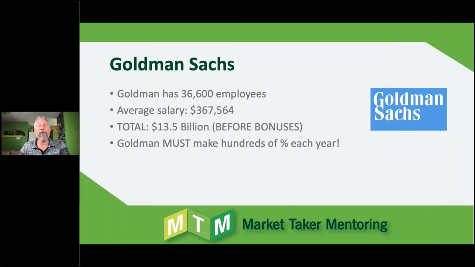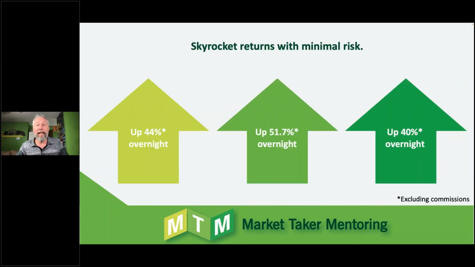Goldman has 36,600 employees. That's an average salary of $367,564. So they're paying out a total of $13.5 billion in salary, and that's before bonuses. And bonuses are the big thing for traders. In order for Goldman Sachs to pay out $13.5 billion and then those big bonuses and all the other overhead and still retain enough profits to grow their business by 23%, Goldman must make hundreds of percent each year. These are the kind of trades professional traders make. And that's why they make 300 or 400 grand a year before those gigantic bonuses.